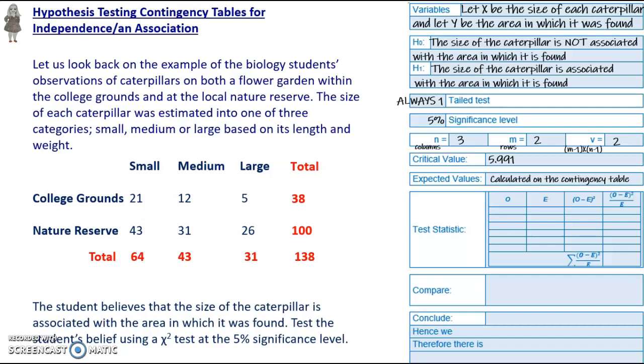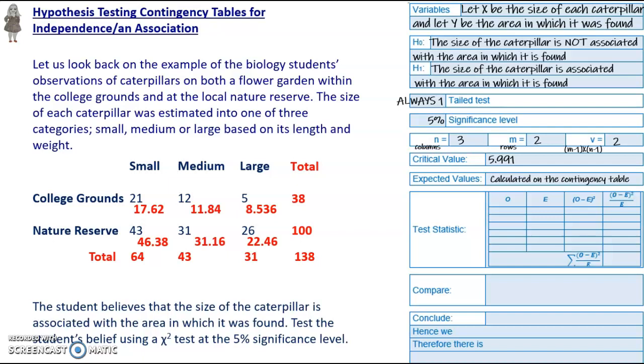Then to work out my expected values, we do row total times column total divided by grand total. So for the first one, college grounds small, I would do the row total, 38, times the column total, 64, divided by the grand total, 138, and I get the answer 17.62, which I've rounded to 4 significant figures. I do the same for every one of those 6 values in my contingency table, and I get the 6 expected values for each possible combination.